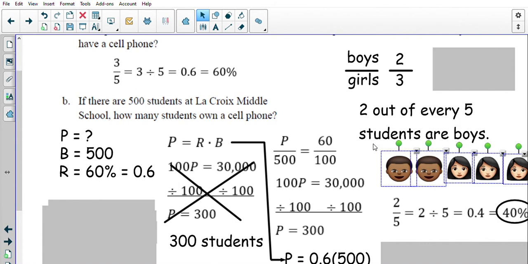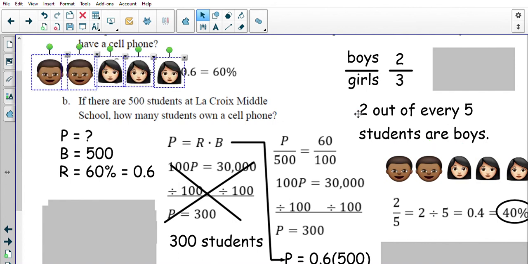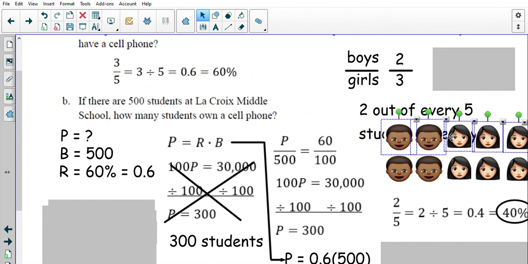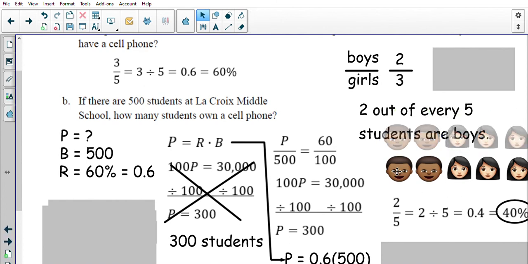One option you have is to actually double this. So let's take these students and make it out of 10. Let's see if it'll copy that for me. There we go. So if we double this, I still have 2 out of every 5, or for every 2 boys, there's 3 girls, so 2 out of every 5 are going to be boys. But an easier way to look at this is if we have 10 students, 4 out of the 10 are boys, that's 40%. So that is another way to look at it or compare the two.